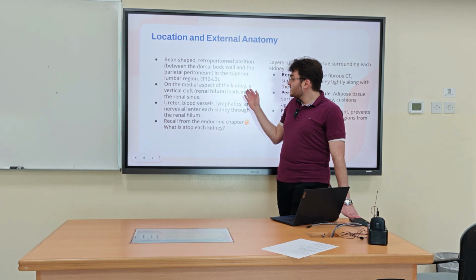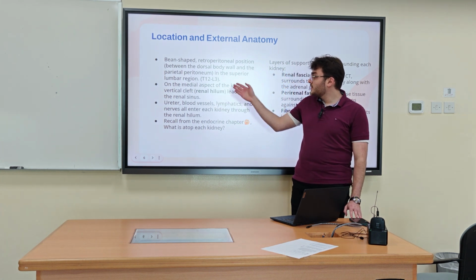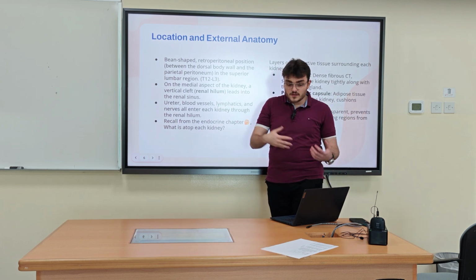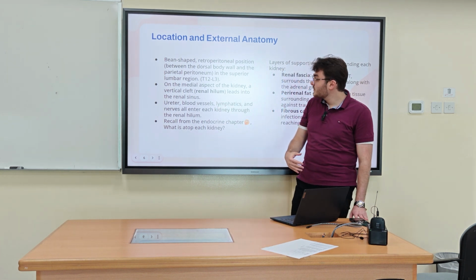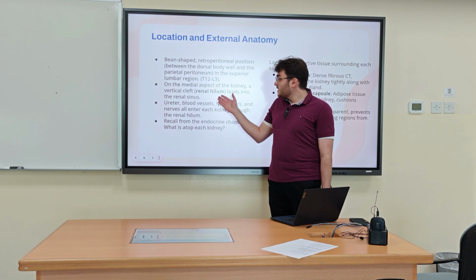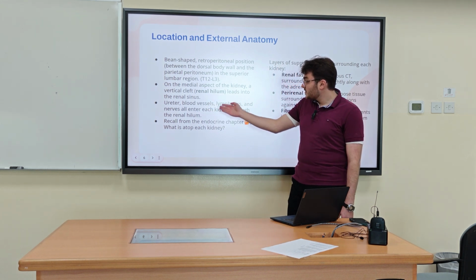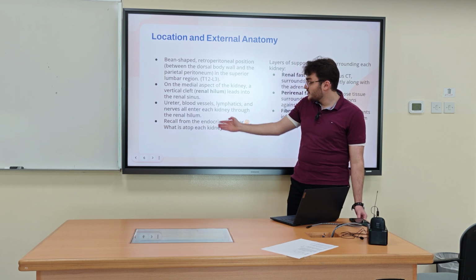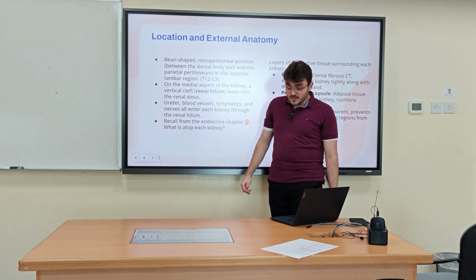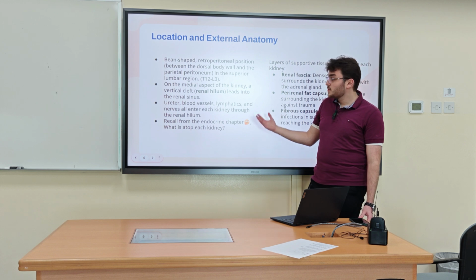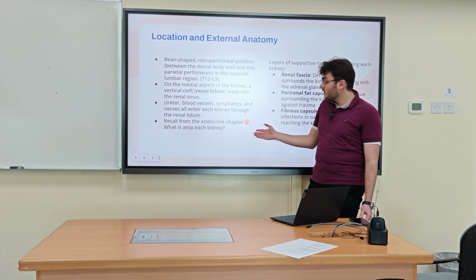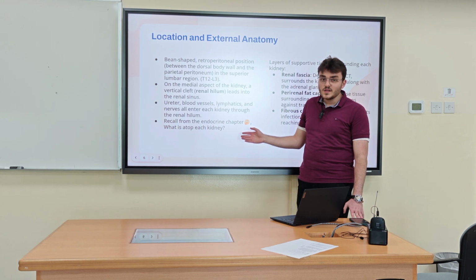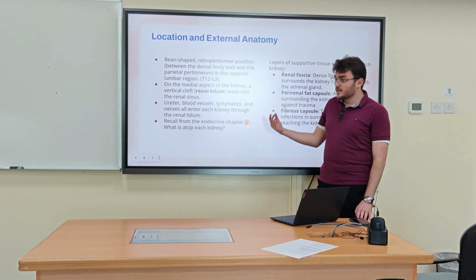And on the medial aspect of the kidney, we have a vertical cleft called the renal hilum. It leads into the renal sinus, or the area inside the kidney. Into the renal hilum enter the ureter, blood vessels, lymphatics, and nerves. And now also something to recall from the endocrine chapter. What is atop each kidney? Atop each kidney would be the adrenal glands.